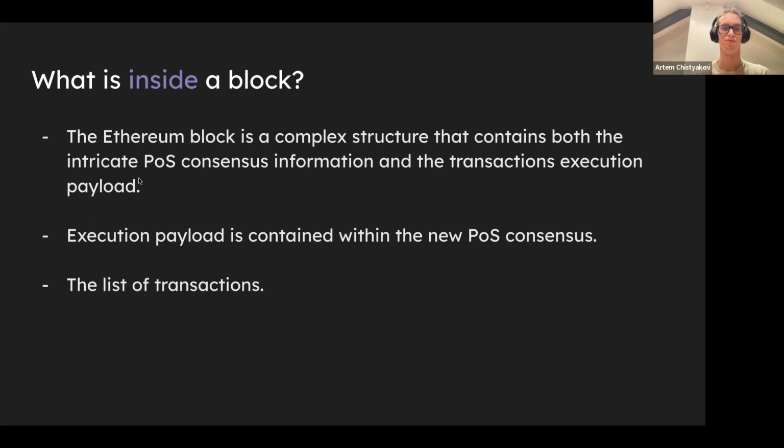When Ethereum switched to proof of stake, they basically added this execution payload into the proof of stake block, and it became just one of the parts that Ethereum operates with right now. And in this execution payload, there is a list of transactions that validators pick and execute one by one when the block gets added to the blockchain.